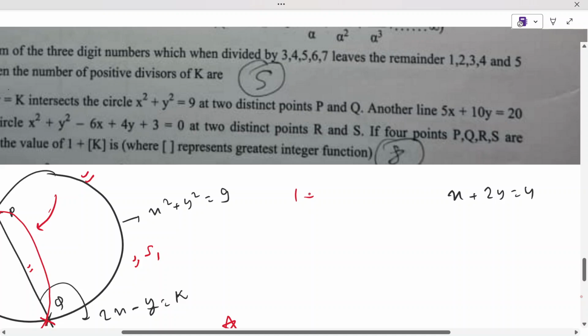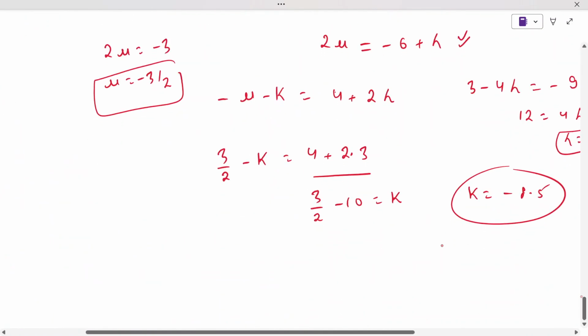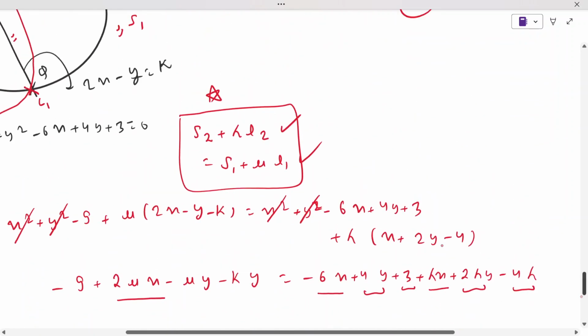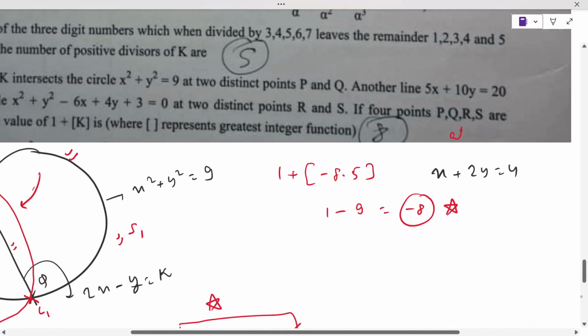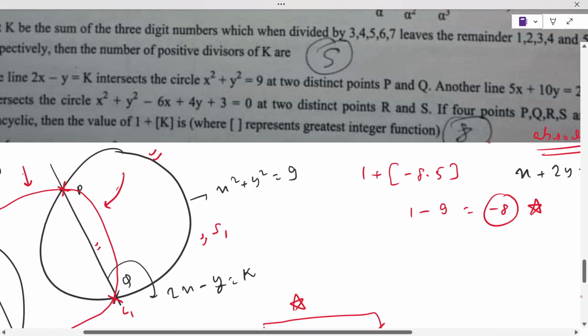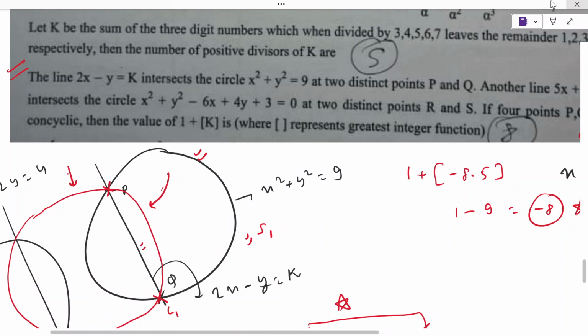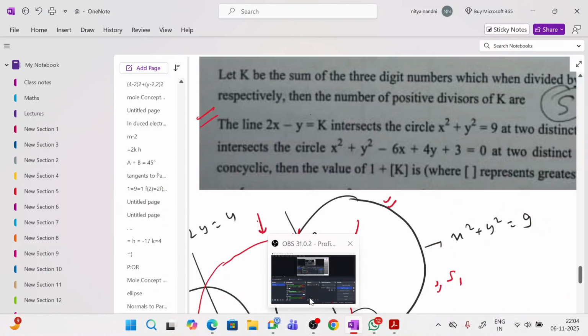It is coming negative. I guess this question was asking for the absolute value of this. That's what I was able to recall. Then the answer is 8, no? The answer will be 8 then. Fine. Just a second.